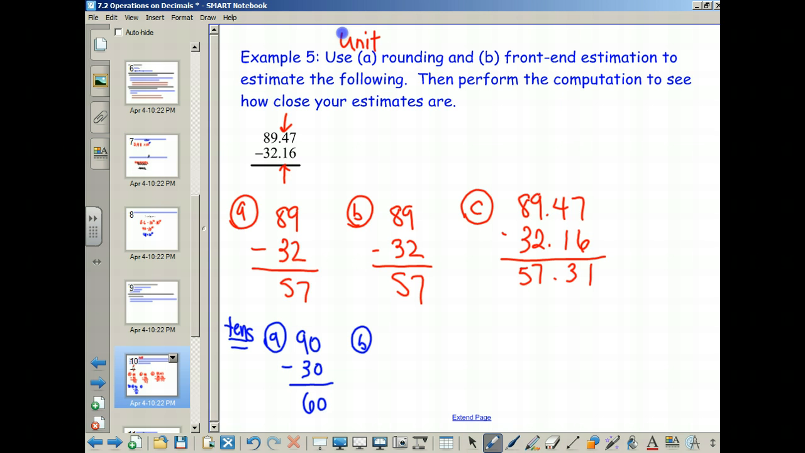89.47, front-end estimation says I write the 8 down, and everything else becomes 0. It just goes away. So my 89 actually turned into 80, which doesn't seem very close, does it? Not so close. And then my 32 will become what? 30. And of course, 80 minus 30 is 50. So that's what front-end estimation would look like on this particular one if we use it to the tens place instead of the units place.